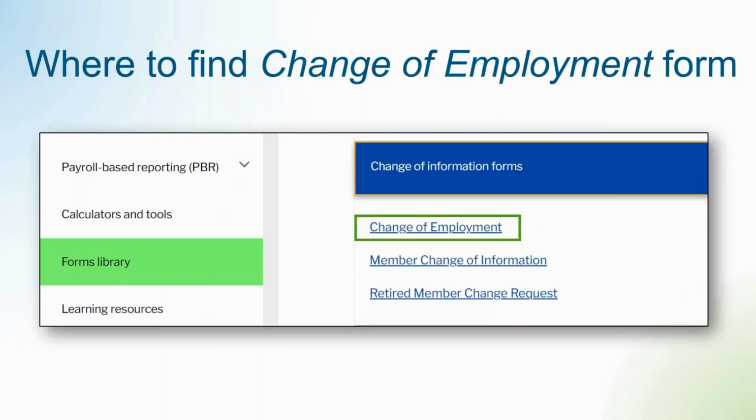This is where you can find the change of employment form in the employer manual. It's under the Forms library under Change of Information Forms. Now I'm going to pass it over to Tahira, who will show you in PAL where you can find the various transactions that we discussed today.